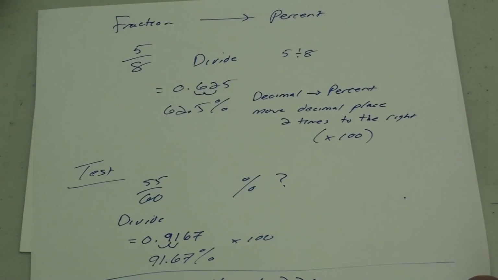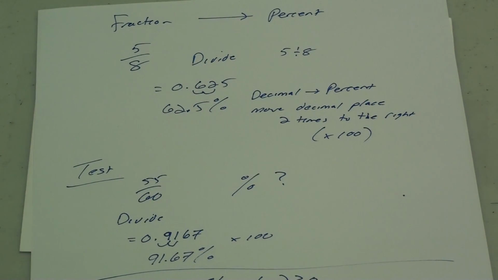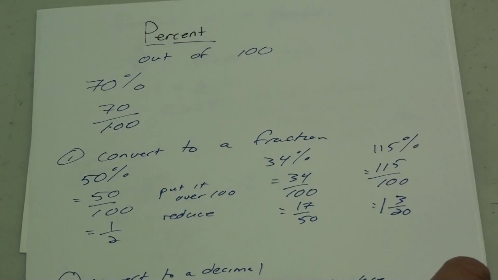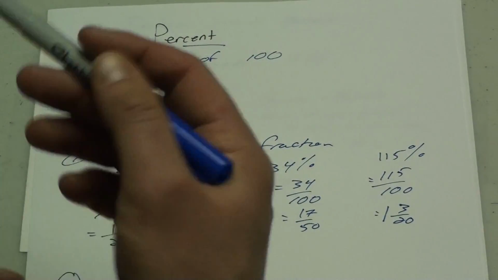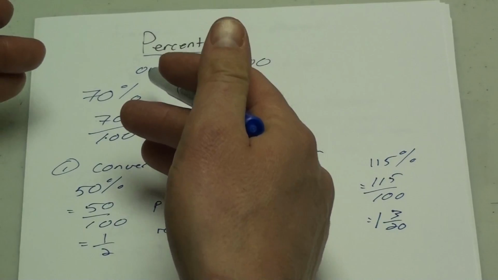Okay, short little lesson on percent and how to convert back and forth from percent to fractions to decimals. Percent means out of 100. Okay, so it's a certain number, but it's been made out of 100.